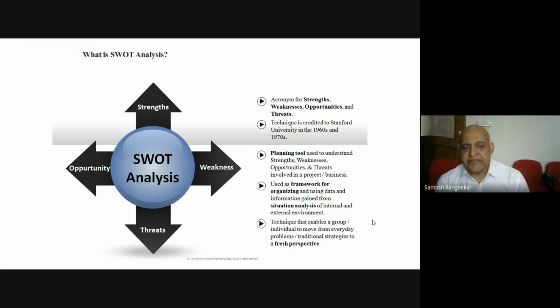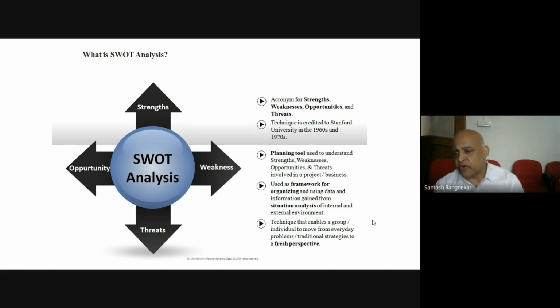Now, when we say SWOT, this is the acronym for strengths, weaknesses, opportunities, and threats. The technique is credited to Stanford University in the 1960s and 1970s. This particular tool is called a planning tool. You know, a manager has different functions: planning, organizing, coordinating, leading, controlling. So in that case, it is used as a planning tool.